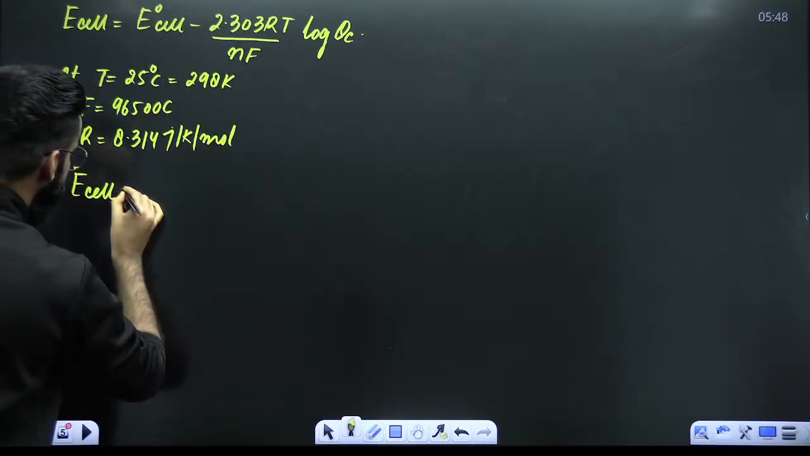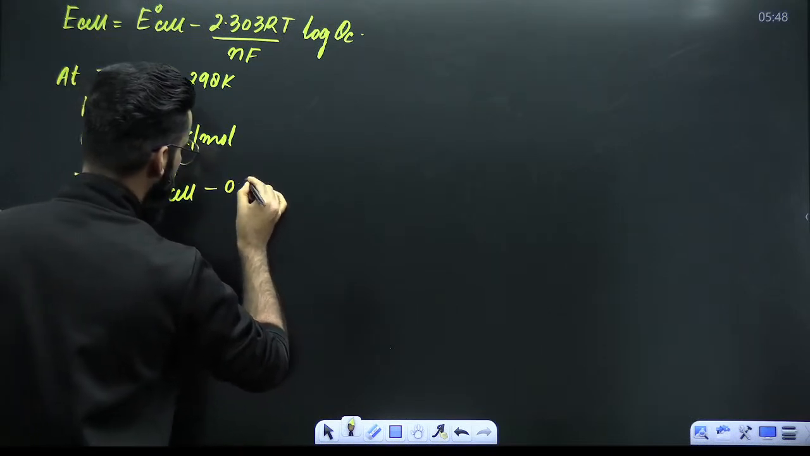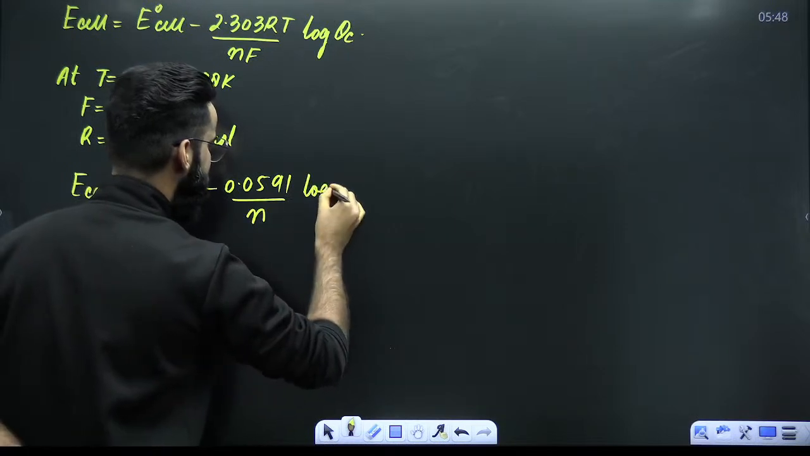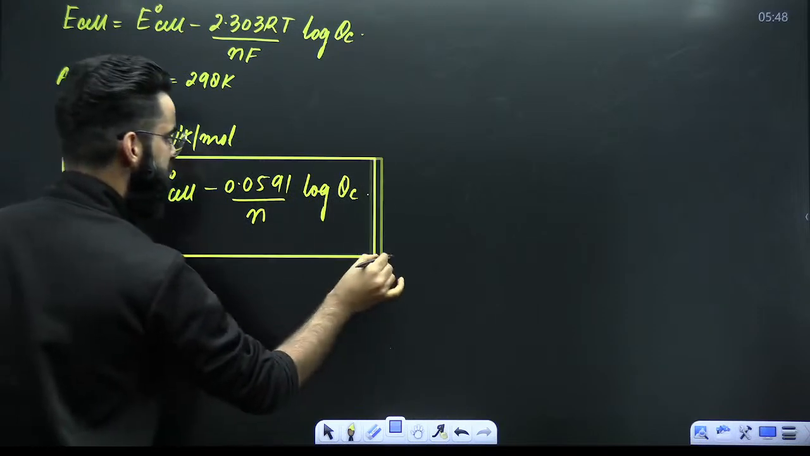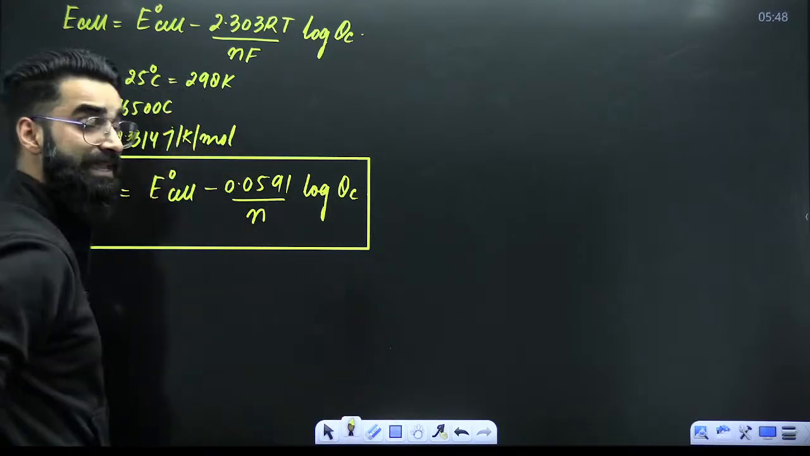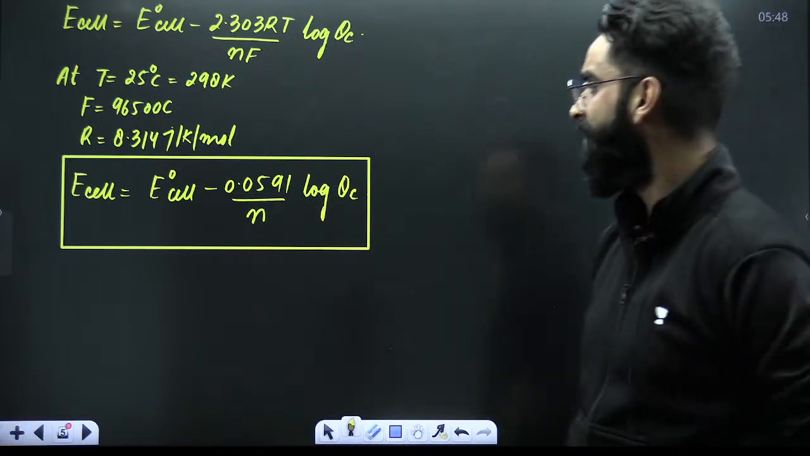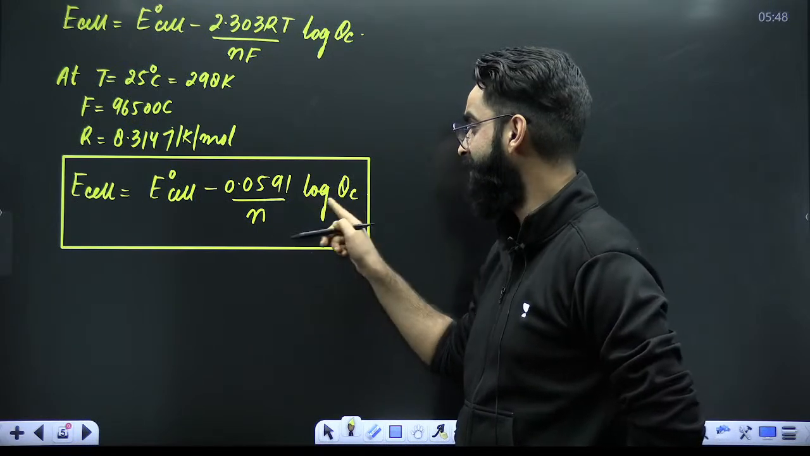I'll get something like this. E cell is equal to E0 cell minus 0.0591 divided by N, and then log of QC. This is the equation which I'll be using in the majority of the questions in the case of the Nernst equation, right? Okay. E cell is equal to E0 cell minus 0.0591 divided by N, then log of QC.